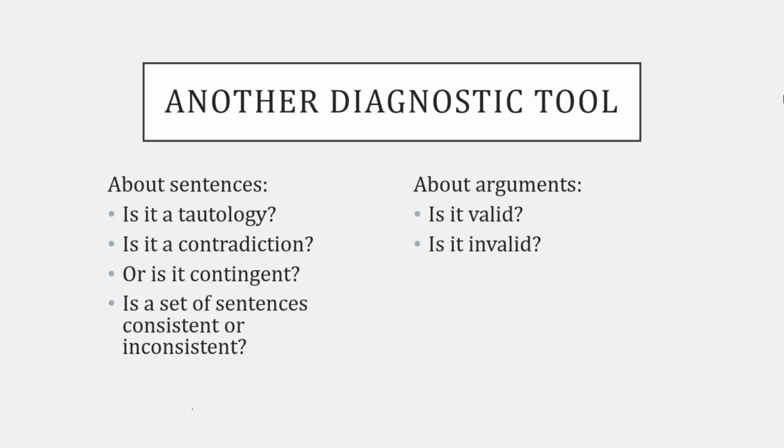Now we've already got an important tool for testing whether an argument is valid, which is our derivations. Derivations show you that if you've completed a derivation, that is, if you derived the conclusion from the premises, then you've shown that the argument is valid.